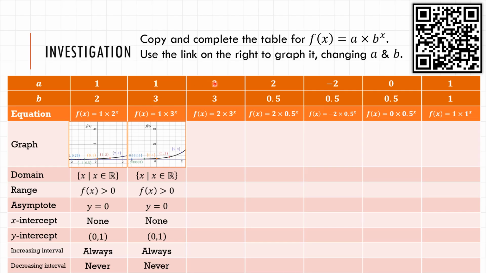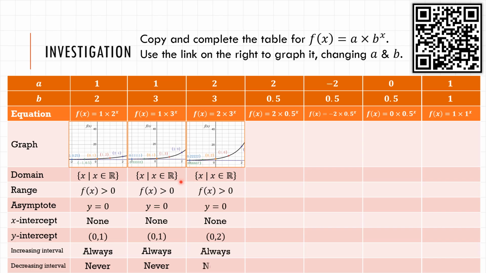Let's see what happens when we increase the initial value from 1 to 2. Well, it looks like the function is still increasing faster, but the domain and the range and the asymptote have not changed. There's still no x-intercept, but now the y-intercept has changed. Now it's at 0, 2. It's still always increasing and never decreasing.